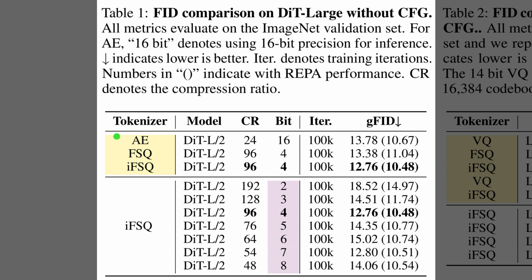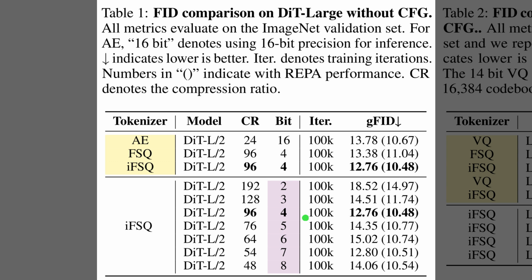Notice that the standard autoencoder, using 16 bits, gets a gFID score of 13.78. iFSQ, however, achieves a better score of 12.76, despite using only 4 bits, which is a massive jump in compression efficiency. The lower section breaks down performance by bit depth.